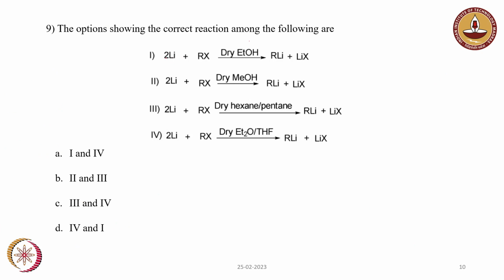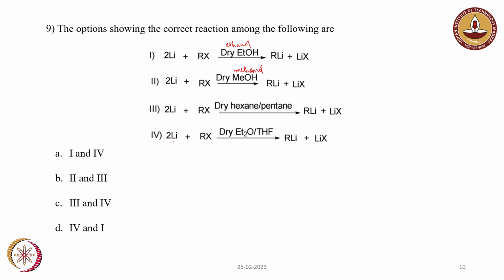Okay. So ETOH is ethanol. So option 1 is lithium and alkyl halide in dry ethanol giving alkyl lithium and lithium halide. Second option is lithium and alkyl halide in dry methanol giving alkyl lithium and lithium halide. Option 3 is lithium and alkyl halide in dry hexane or pentane giving alkyl lithium and lithium halide.